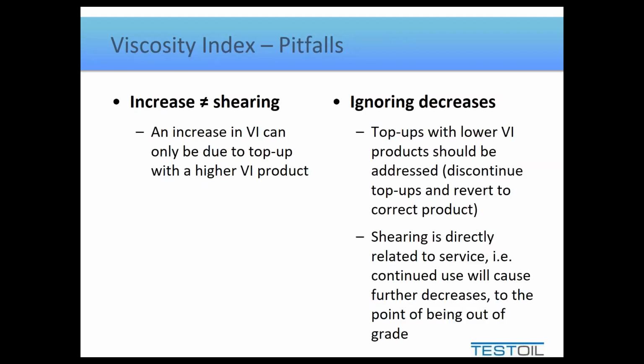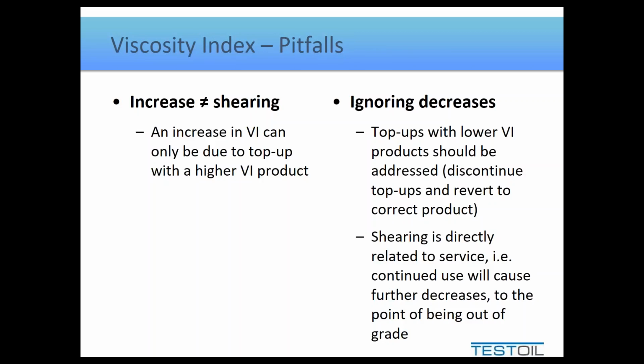So the thing to note about VI is that increases are never due to shearing. Shearing only can ever cause the VI to decrease. If the VI is increasing, it must be being topped up with a higher VI product. It's got to be added in from external sources. The other pitfall is you can't ignore a decrease. The only way for this value to change is by some mechanism occurring, whether that's top up with a lower VI product or if it's shearing. And probably neither is a suitable situation for the lubricated asset. So VI is a great number to monitor, especially if you've got systems that are prone to mixtures of fluids or shearing effects.